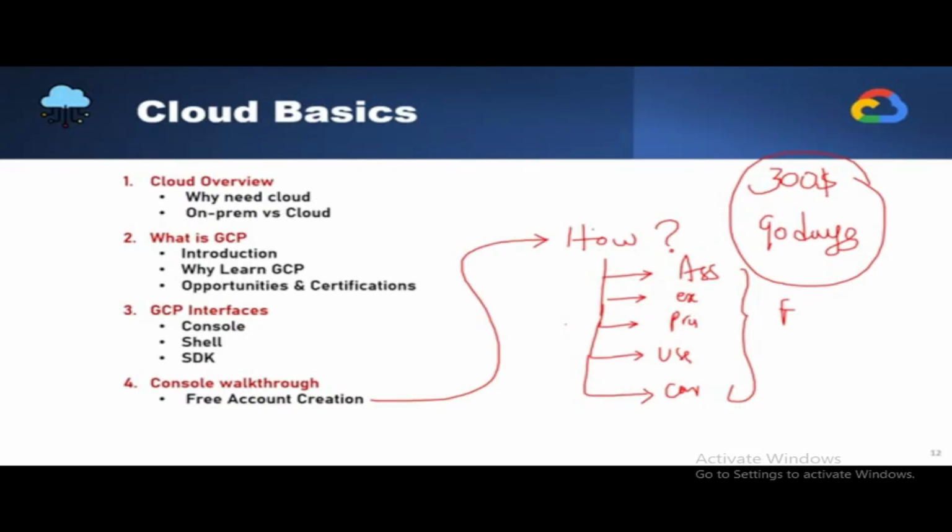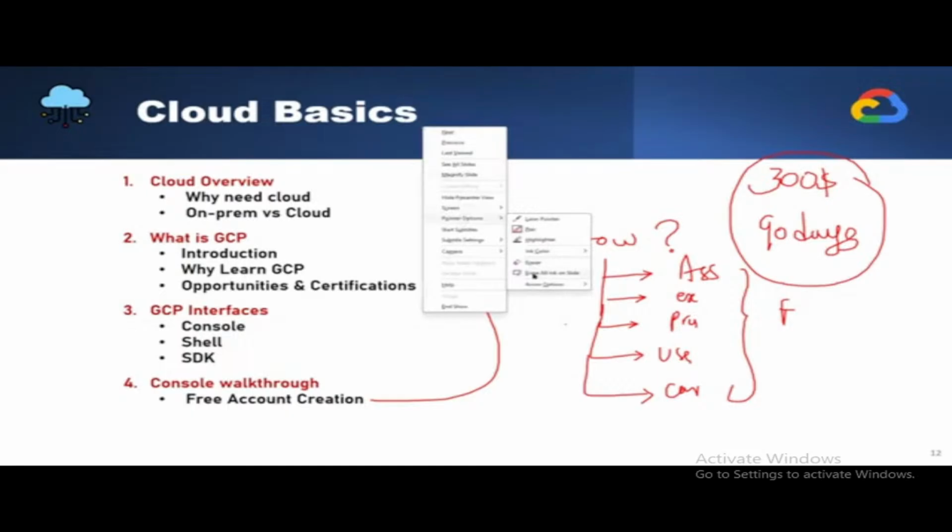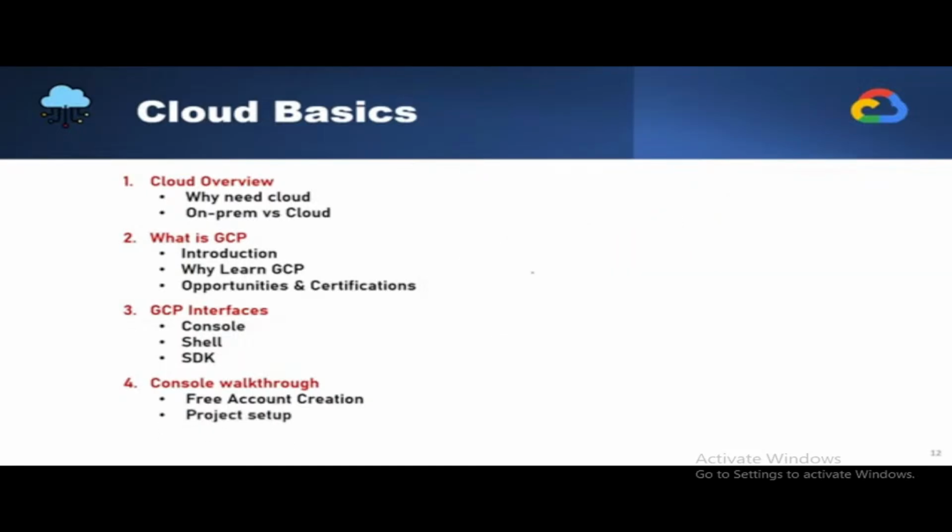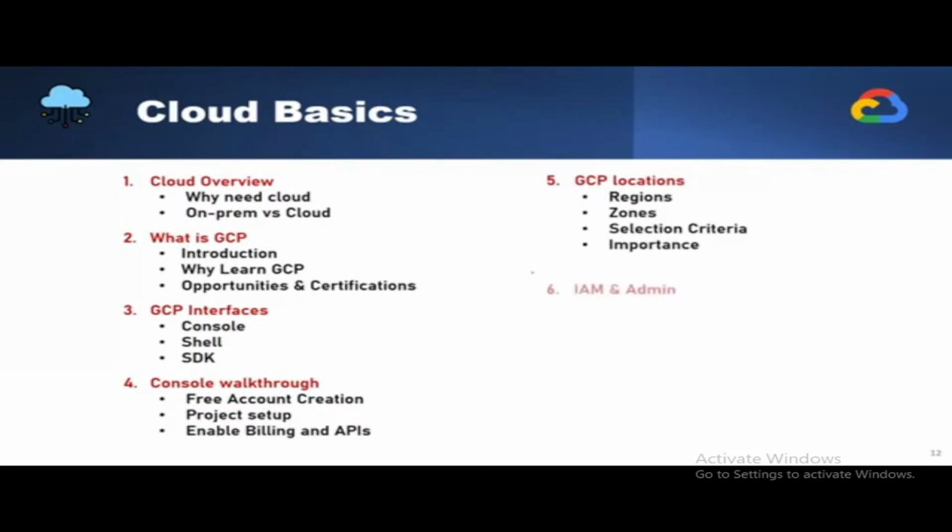Okay. And the next thing, project. What is a project? How do we set up? Enabling and billing. What is billing? How do we manage the billing and APIs? GCP locations, regions, zones, selection criteria, and importance. Admin. For access control, you have to learn about IAM and admin, identities, roles, policy, resource hierarchy.